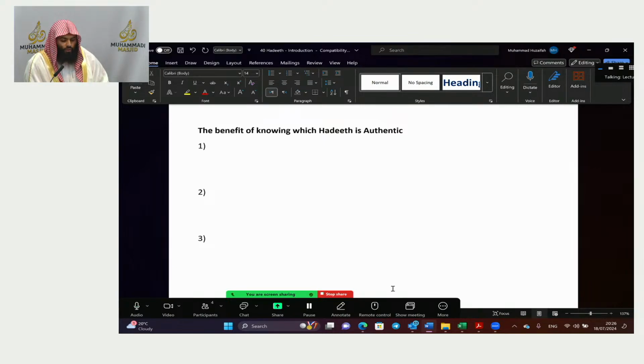The second benefit is similar to the first, but the ulama make it separate: it's not allowed for anybody to leave it off except with another proof. Rather, they have to submit and surrender to it. So you're not allowed to leave it off except with another proof.